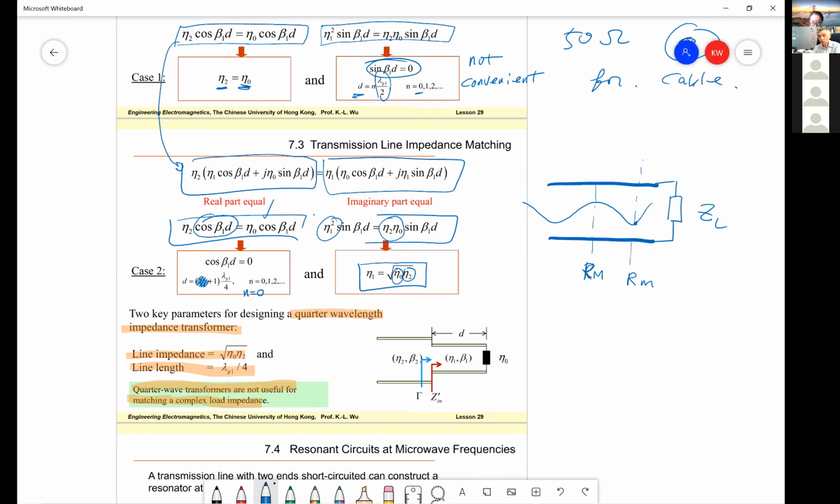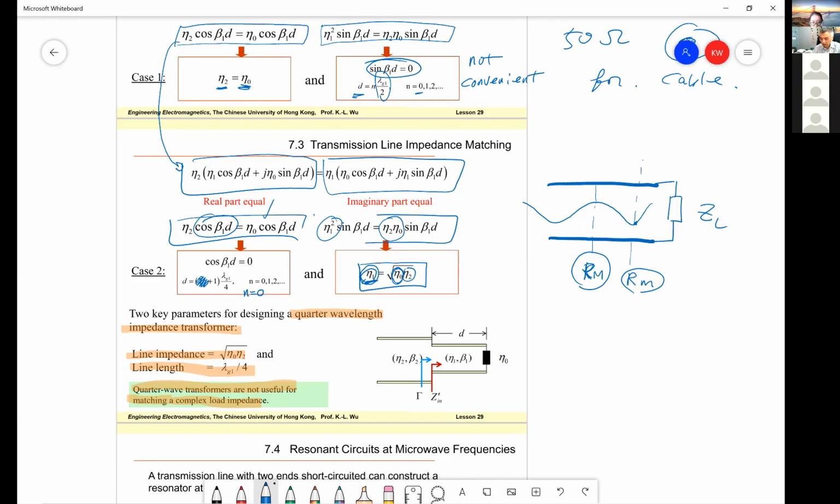Because at this two location, impedance is real. Okay, impedance is real. It depends on the convenience you choose, the eta 1, right? Because if your load is large, okay, eta 0 is large, this characteristic impedance is large, right? Or if this is small, this is small. So you have two choices, right? You have two choices, which one you should choose.